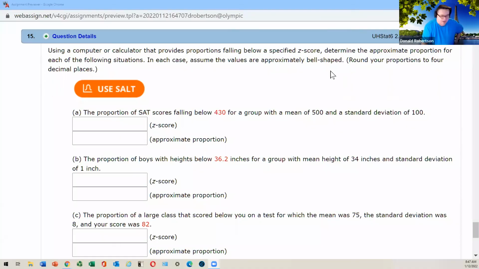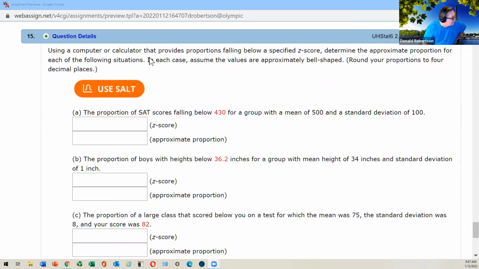Okay, I'm ready. Hopefully you are too. And here it is, question 15. It says, use a computer, which we will do. We'll use SALT. The minute I see a SALT button in a question, the chances are I'm going to use it. I would think it a bit strange if I didn't.